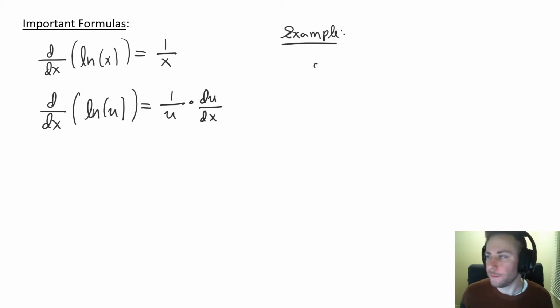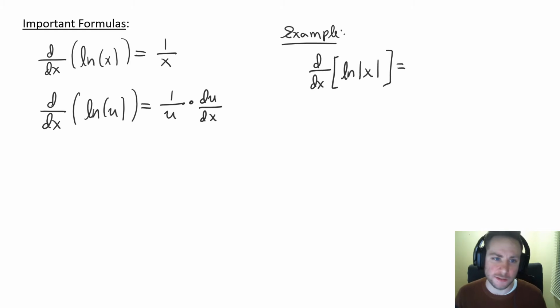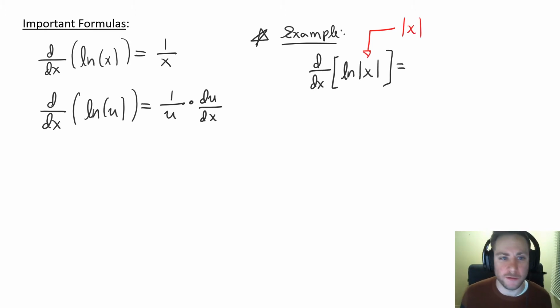Let's try an example. Here we want to find the derivative of ln of the absolute value of x. And you might not see why right at the moment, but this is actually a very important example, so make sure to pay attention to this one. For this problem, we're going to need to know how to take the derivative of an absolute value, so let's address that part first. And I expect you've seen before that the absolute value of x can be thought of as root x squared.